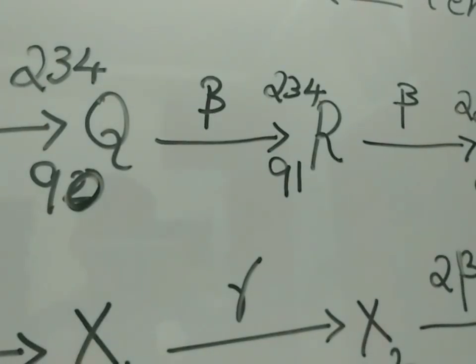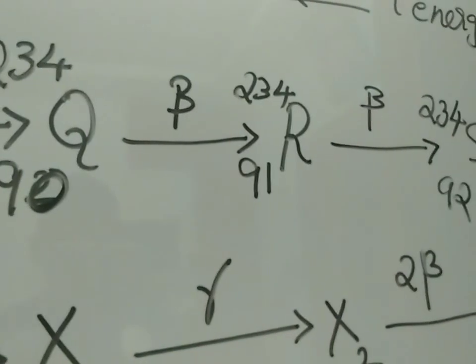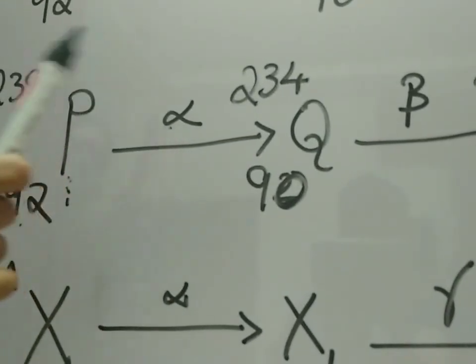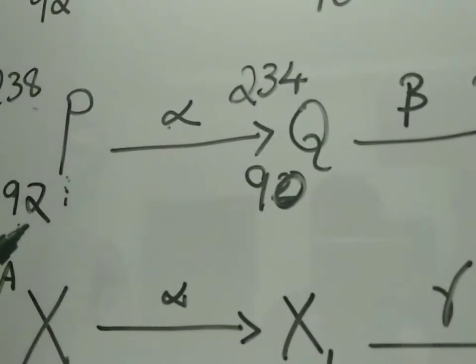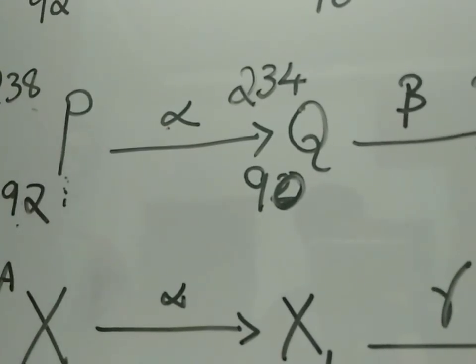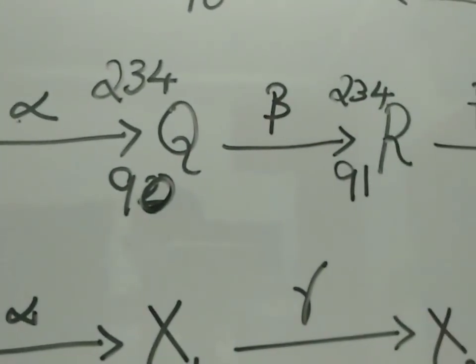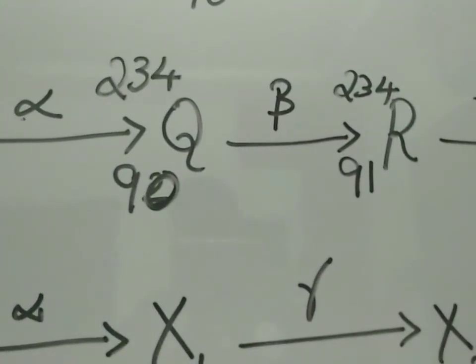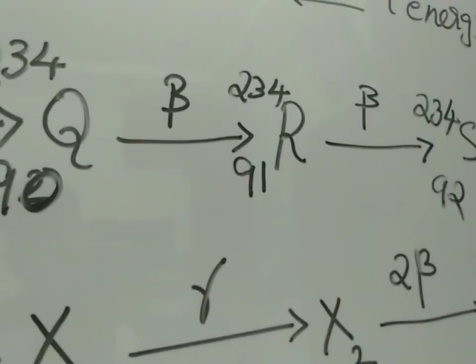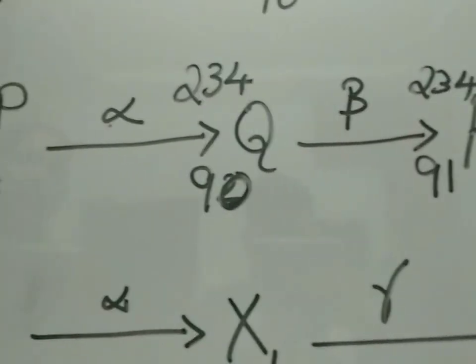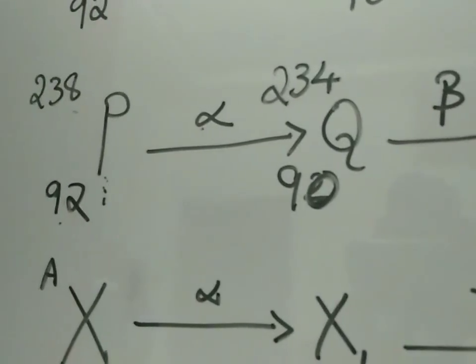It is 234, 92. So always keep in mind, when alpha emission takes place, both the mass number and atomic number will reduce. Mass number is reduced by 4, atomic number is reduced by 2. For a beta emission, no change in mass number, atomic number increased by 1. Again beta, no change in mass number, atomic number increased by 1. Okay. Now question number D.